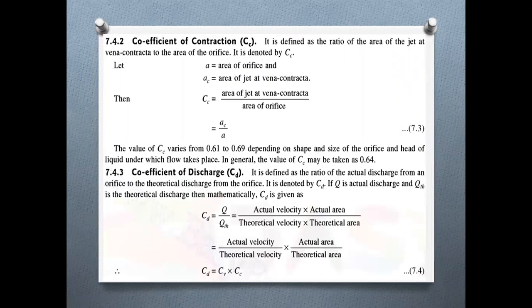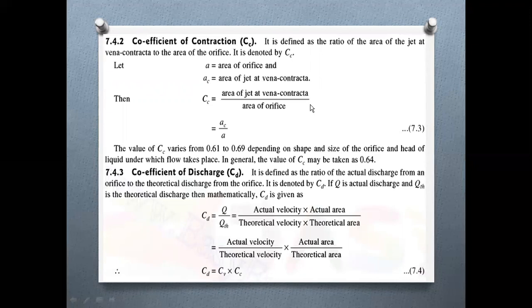Second is the coefficient of contraction. It is defined as the ratio of the area of the jet at vena contracta to the area of the orifice, and it is denoted by CC. Let A be the area of the orifice and AC the area of the jet at vena contracta. Then CC is the area of the jet at vena contracta upon the area of the orifice, which is equal to AC upon A. The value of CC varies from 0.61 to 0.69 depending on the shape and size of the orifice and the head of liquid under which the flow takes place. In general, the value of CC may be taken as 0.64.